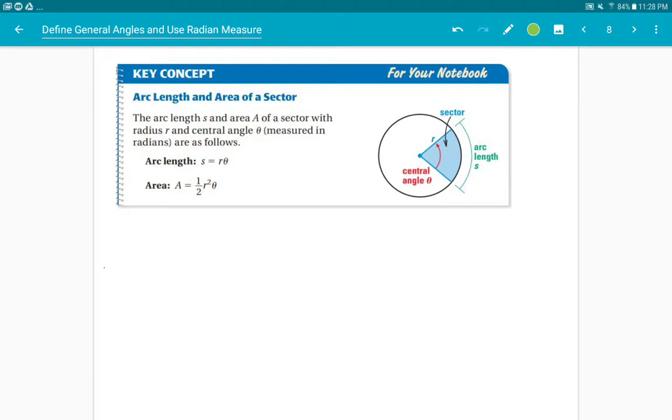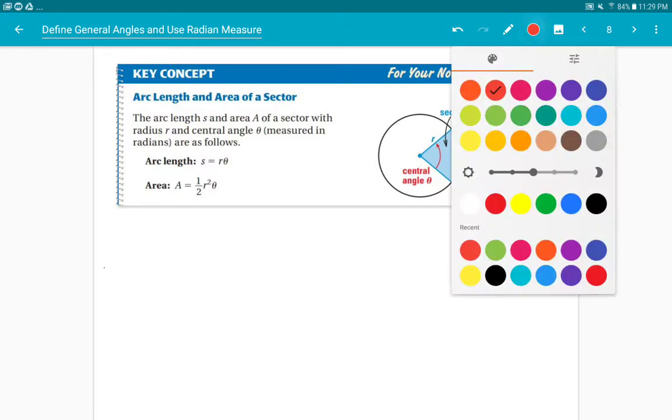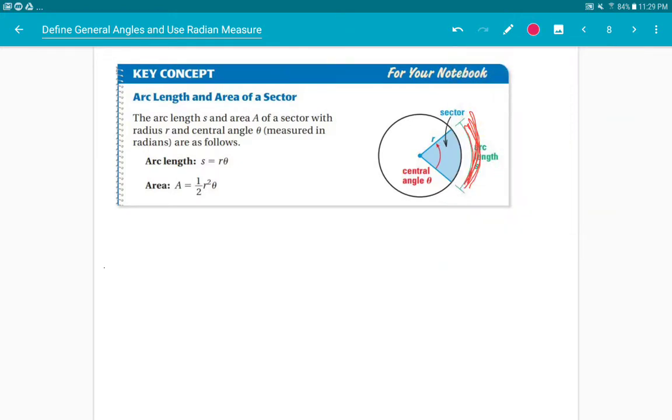Okay, and then the last thing we're going to cover here is arc length and area of a sector. Now, this may not have been taught in geometry. It depends on how far your geometry class went, if they got into area near the end of the year. But the idea is the arc length is the length along the circumference. So it's just a measurement of the arc here. And then the sector is kind of like your pizza slice. It's always going to be the area of the slice of pizza that you want to take out here.